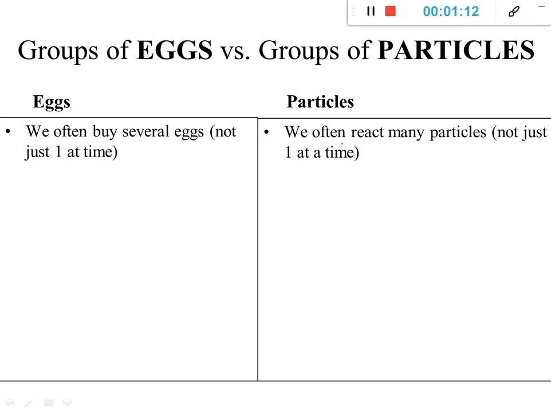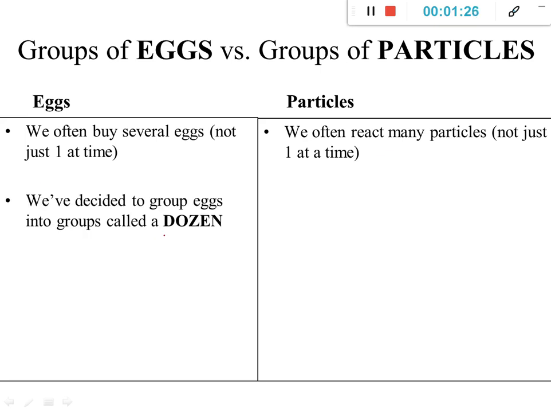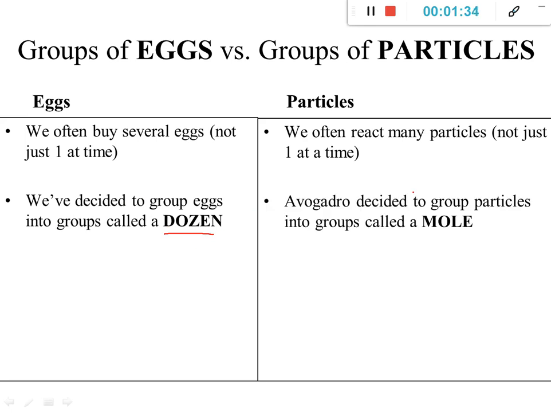Particles, they also are going to be reacting in groups. There's going to be huge amounts of them going through the same reactions around the same time. So again, it's not just one of them that we're dealing with. So for eggs, we have decided to go with a dozen as a grouping, 12 of them in a group that we have referred to as a dozen. For particles, we have decided to put them into a group as well, not a group of 12, because 12 isn't that many when you're dealing with small particles. So instead we've chosen a larger group, and we call that grouping a mole. So just as a dozen is a certain group, a mole is a certain group.